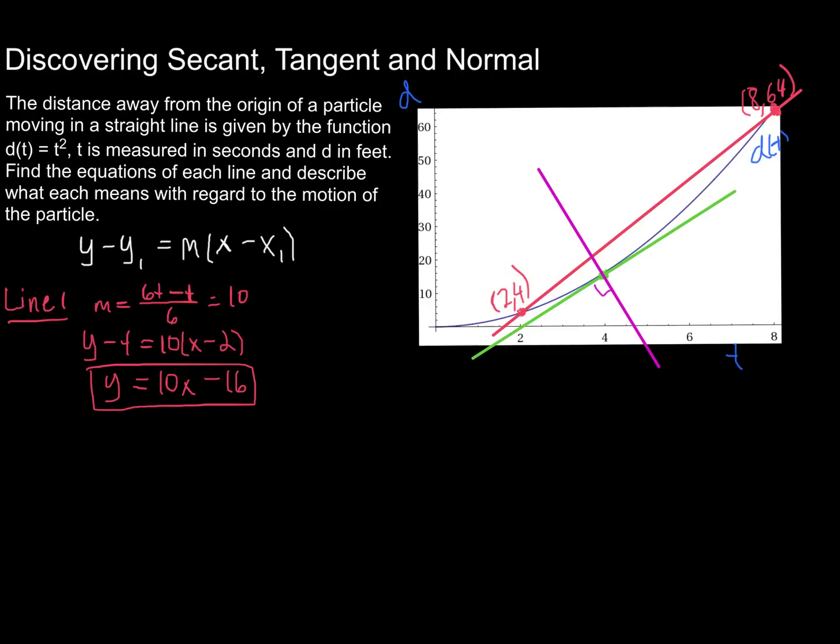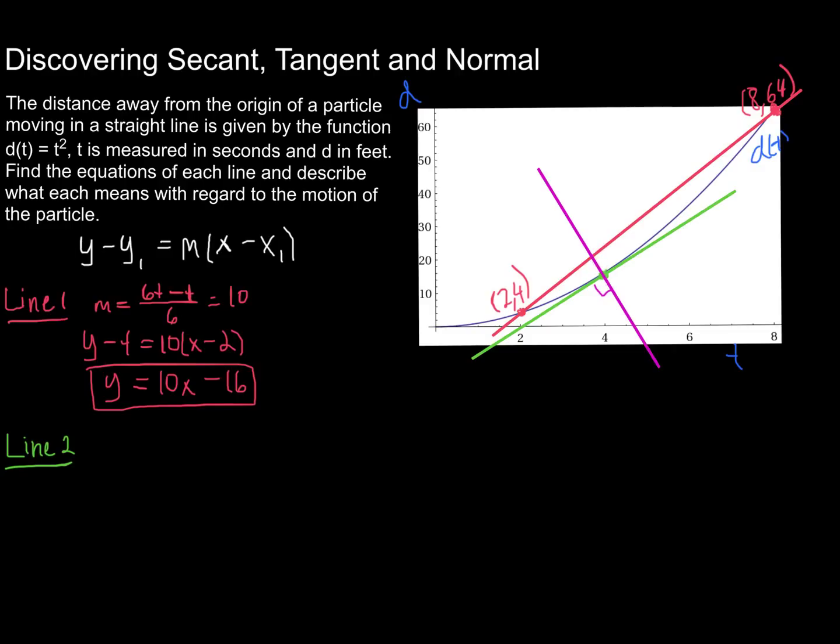Now let's go ahead and take a look at the green line. Okay, so for the green line, we want to write the equation, meaning we need a point and we need the slope. Well, let's take care of the point first. So notice that this green line intersects our function d of t right at 4. Okay, so that's a point that they have in common, and so that's a point that's on the green line.